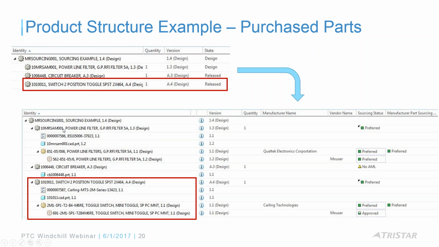So as an example here, my two position toggle switch has, in this case, different manufacturer parts and vendor parts. You don't have to use both of these. You could just use a vendor part, but it has a different part number that I'm tracking from Mouser.